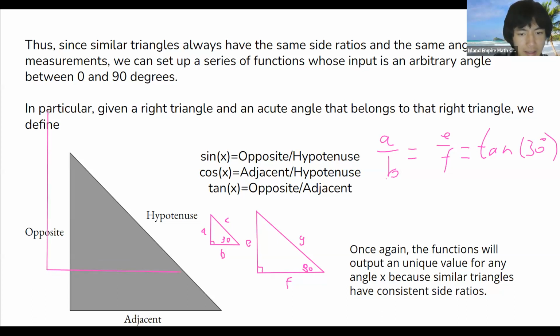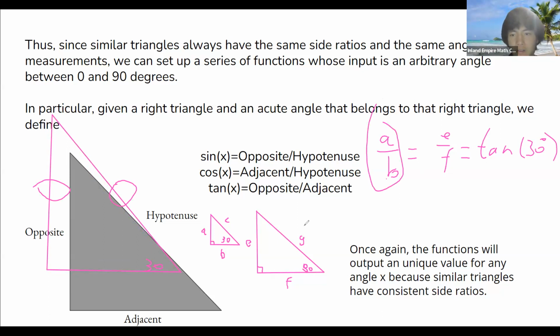So if I have a triangle this big, but the angle inside here is 30 degrees, then this side length over this side length will be equal to A over B, and thus equal to the tangent of 30 degrees. Does this make sense?